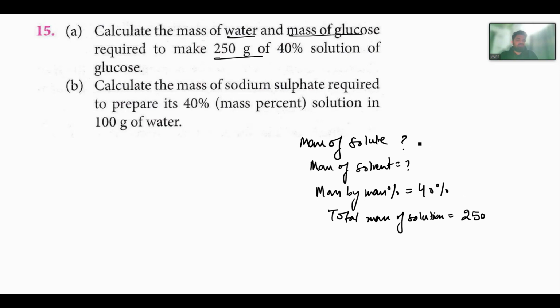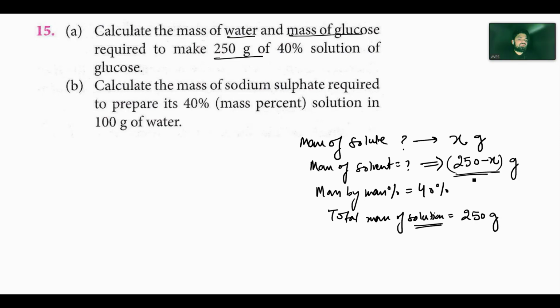Now you know that if the mass of solute is x, then the mass of solvent will be 250 minus x. If the mass of solution is given to you as 250 grams, how do you get the mass of solute? If you consider the mass of solute to be x grams, then the mass of solvent will be the mass of solution minus the mass of solute, that is 250 minus x grams. Do you understand this one? Tell me, do you understand this one?